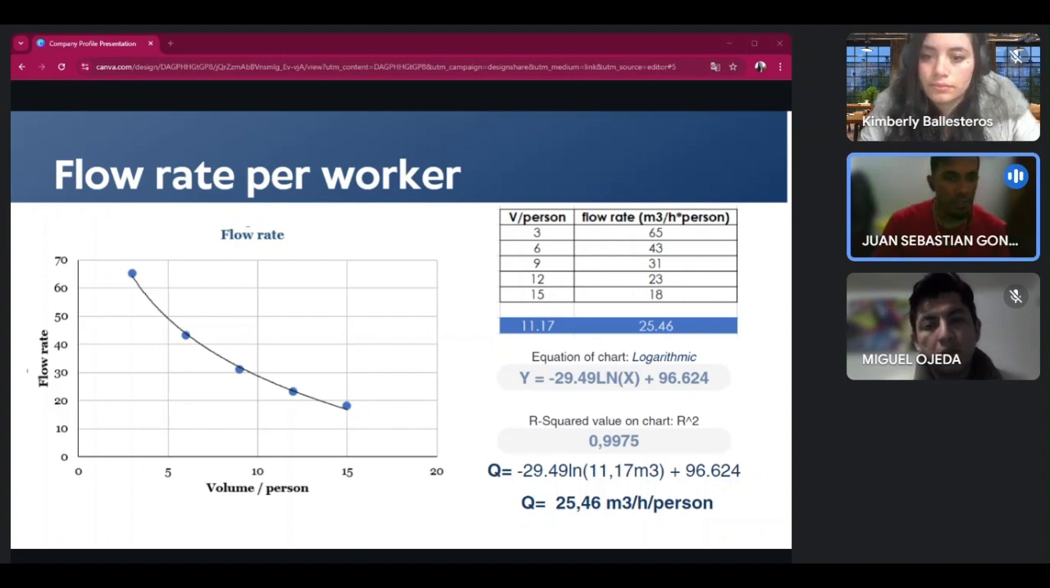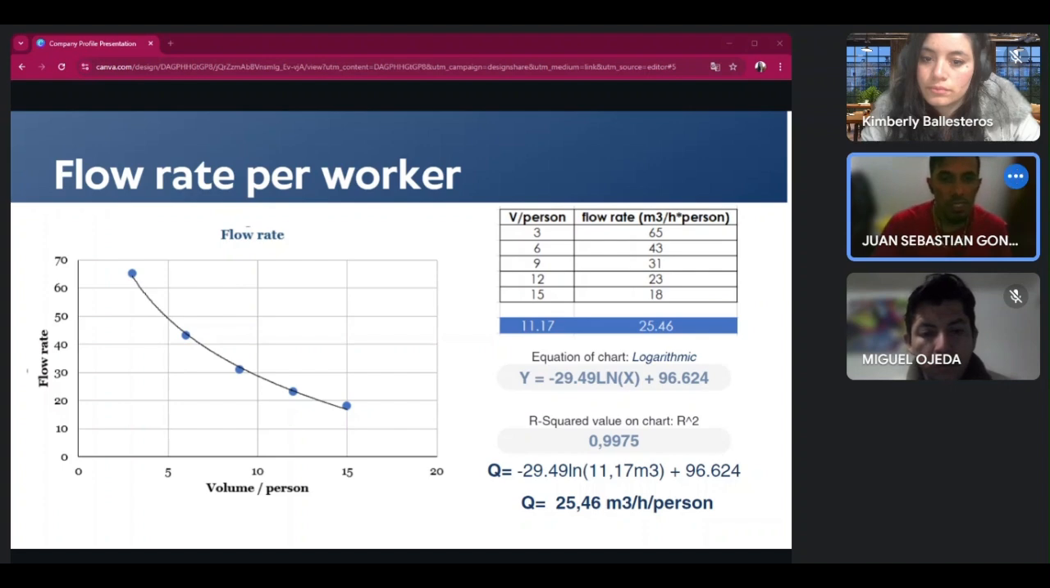When graphing the data in the table, we look for the equation of the line that is closest to the trend of the data. This equation is of the logarithmic type. Once we have found the equation, we calculate the flow rate required for the calculated per capita volume. This is the equation. Then we substitute this value into the equation. Then this is the result: 25.46 cubic meters per hour per person.